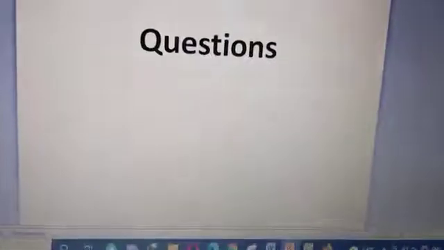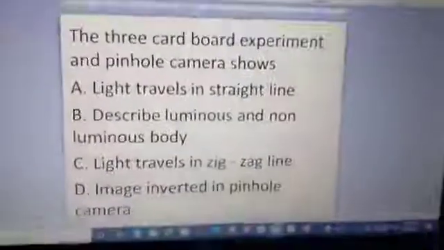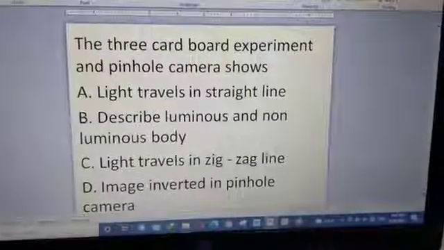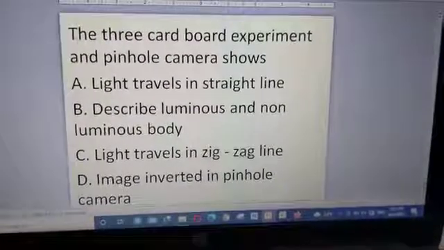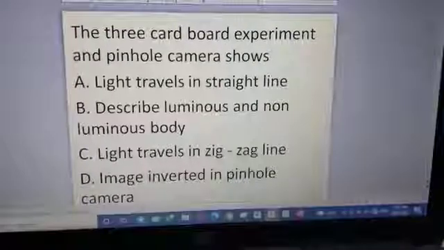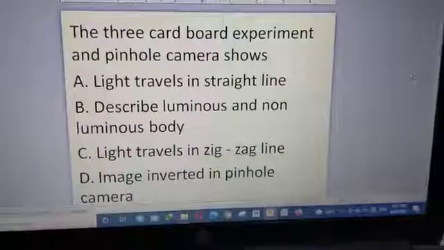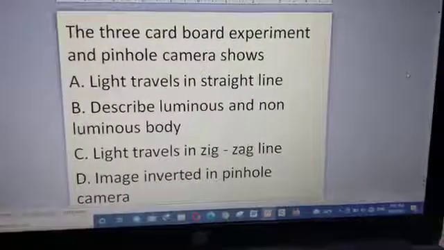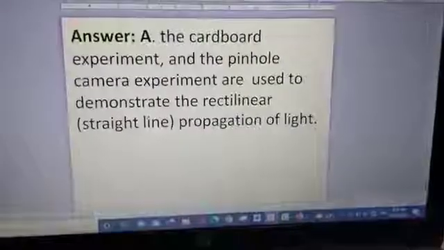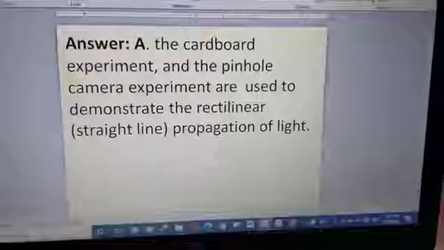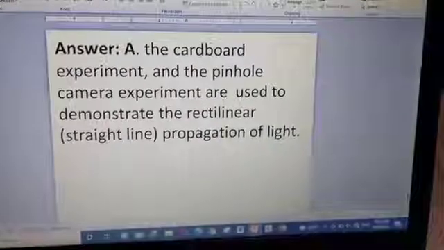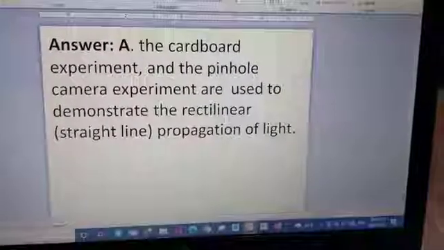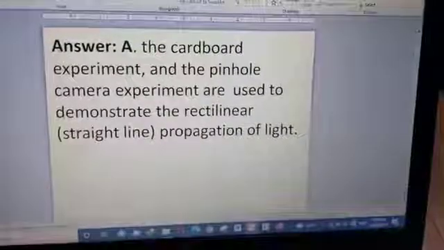Now let's see the following questions. The cardboard experiment and the pinhole camera show that: A. Light travels in a straight line. B. Describe luminous and non-luminous body. C. Light travels in a zigzag line. D. Image inverted in a pinhole camera. What does it tell us? The answer is A. The cardboard experiment, as we have seen in the video, and the pinhole camera experiment are used to demonstrate the rectilinear propagation of light. So the answer is A.